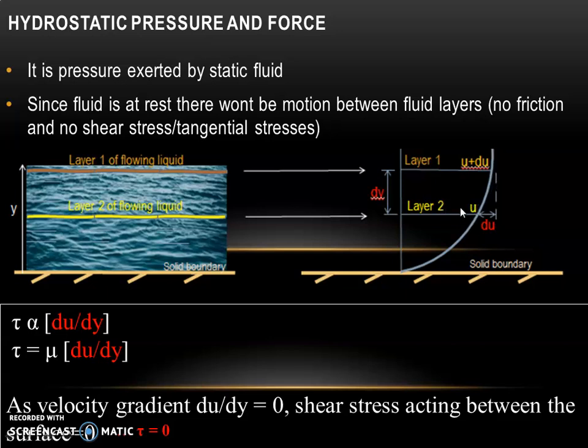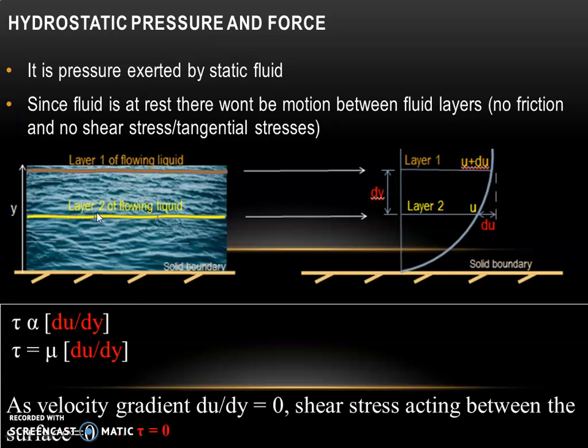Let velocity of layer 2 be equal to u and velocity of layer 1 will be more than u by amount du, hence it is u plus du. The difference in velocities of both the layers is du, which are separated by distance dy.